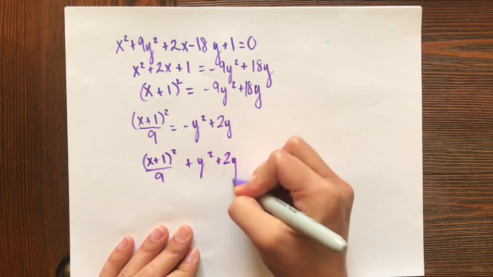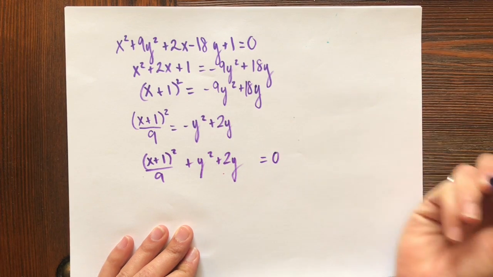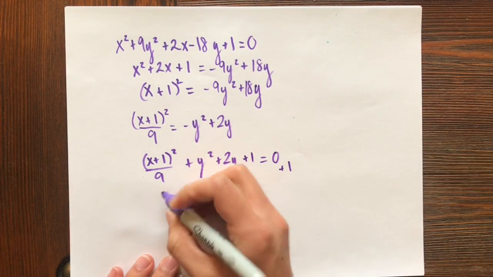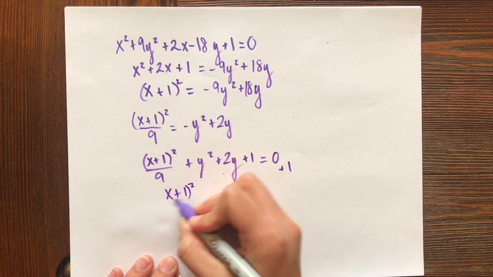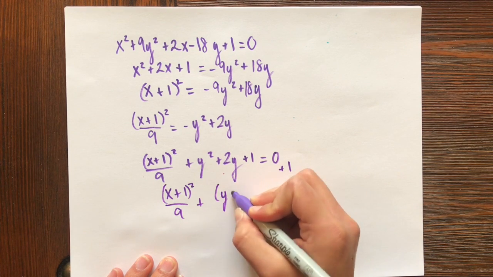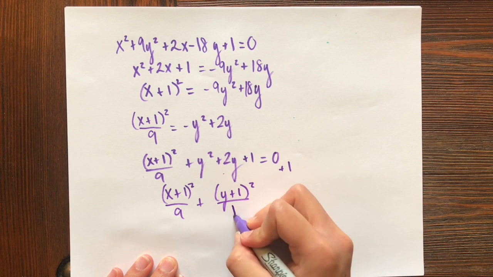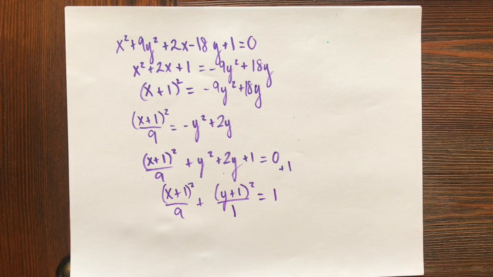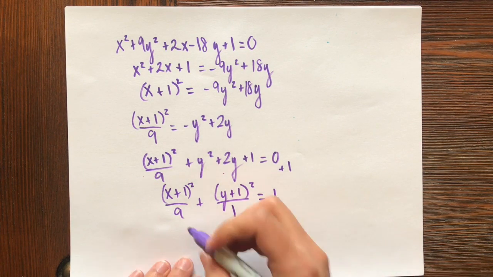I made a mistake there. It should be minus 2y and not plus 2y. I'll correct it later. And then we have x plus 1 squared over 9 plus y minus 1 squared over 1 is equal to 1. I just added that over 1 for ease, so it looks very similar to the standard form.